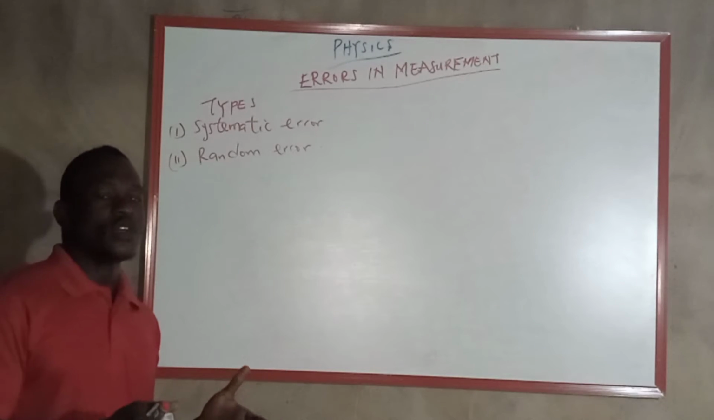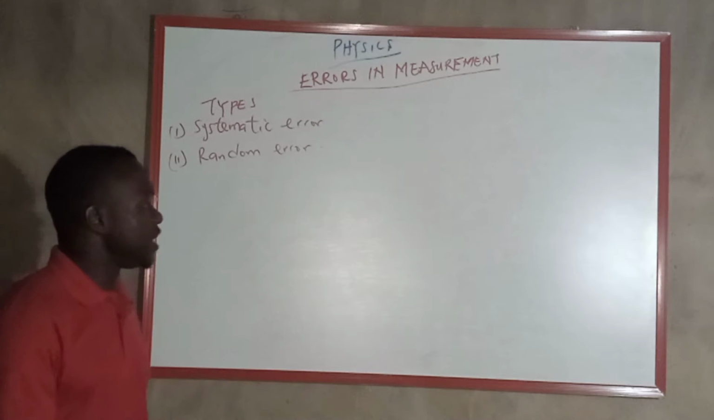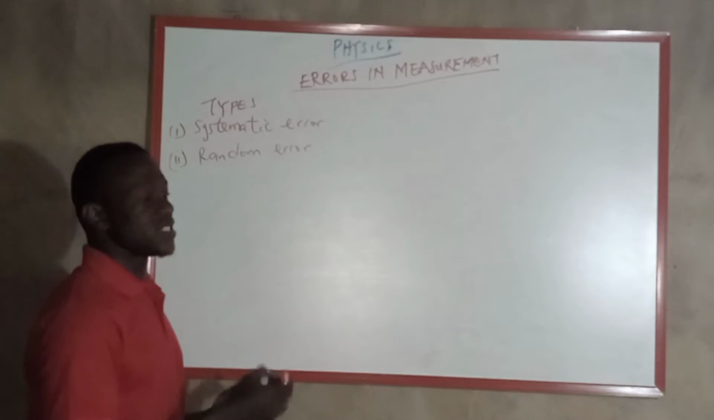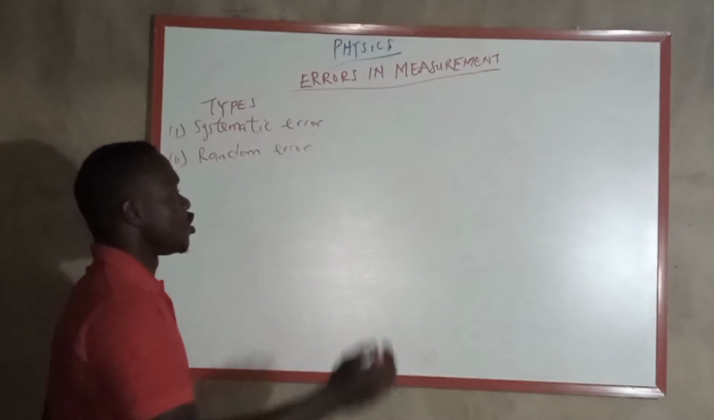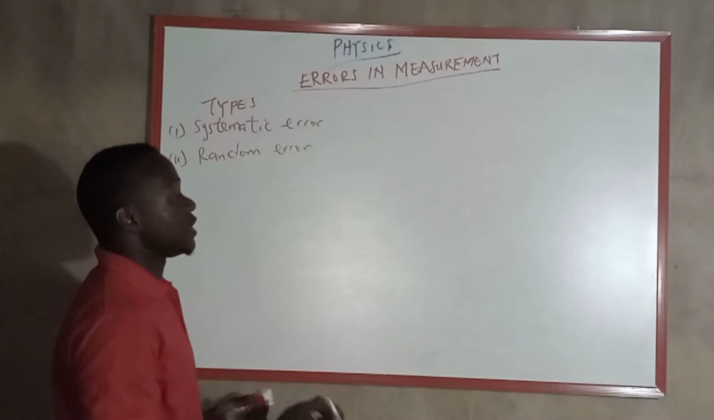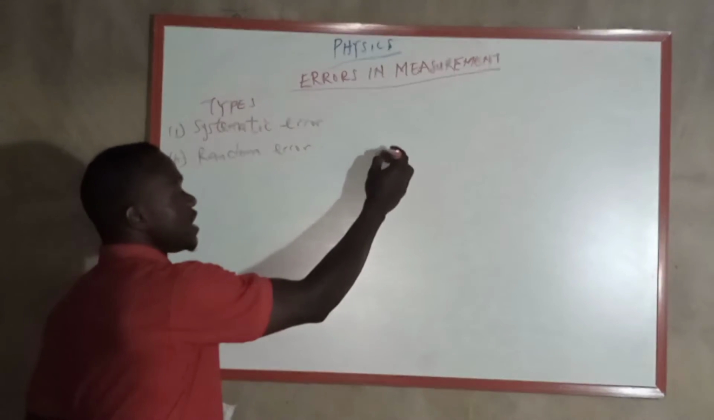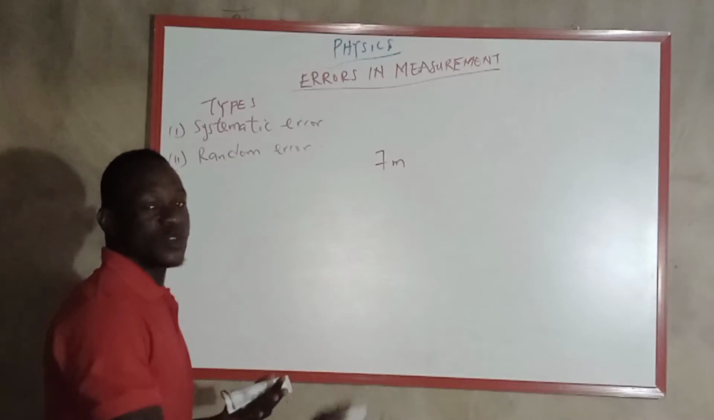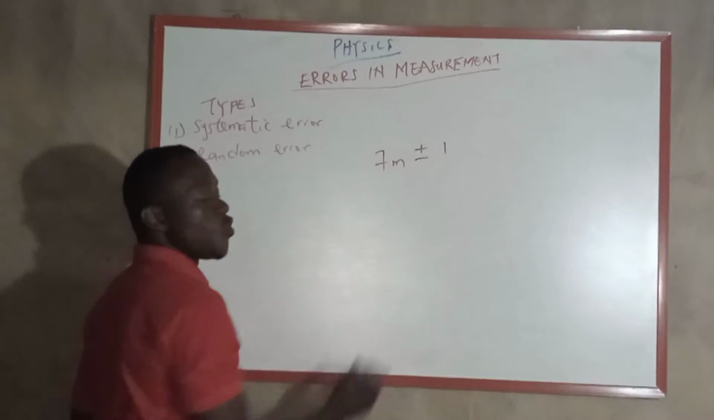So how do you calculate the error in your experiment? Let's say you carry out an experiment, for instance, using a ruler. Now, the ruler is calibrated in meters, with a calibration of 1 meter each. Let's say you take a measurement for your particular ruler to be 7 meters, and the ruler is calibrated in 1 meter each. That means we have an error of plus or minus 1 meter.